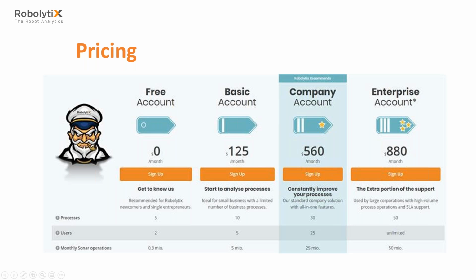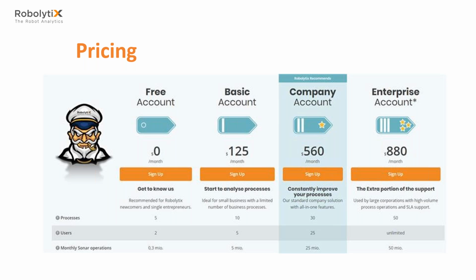Regarding the pricing, this is quite interesting because most of you have at least 5, 10, 20 processes. But since the company has 4 packages, for anyone who would like to start trying or measuring your processes and doing some analytics, you can go for a free account, which allows you to measure up to 5 processes. There are obviously other packages like basic account, company account, and enterprise account, where the difference is the number of processes you can measure.